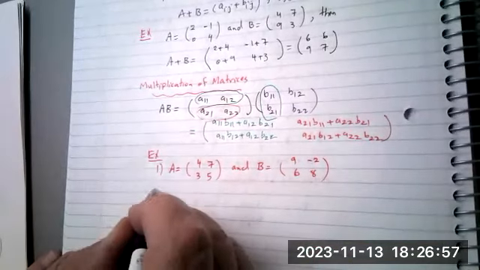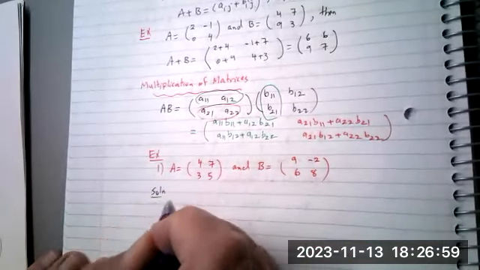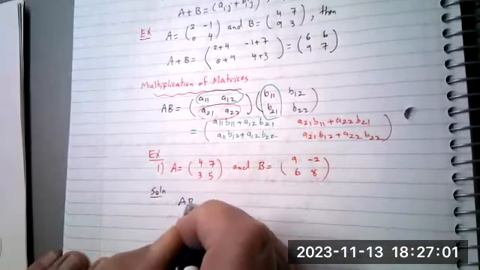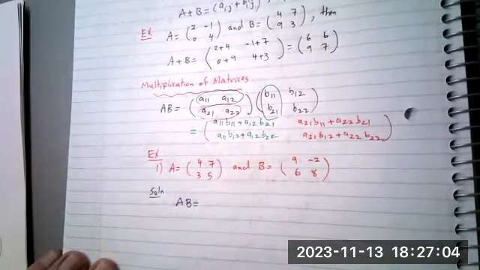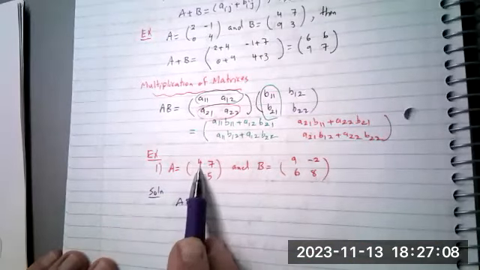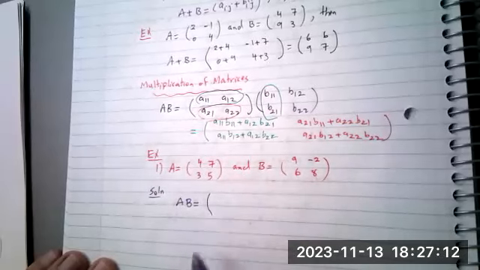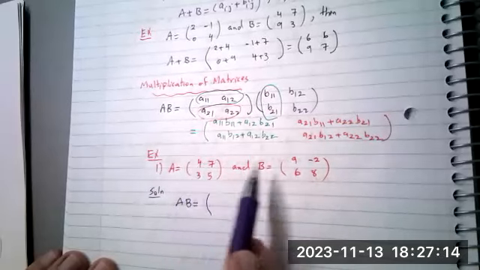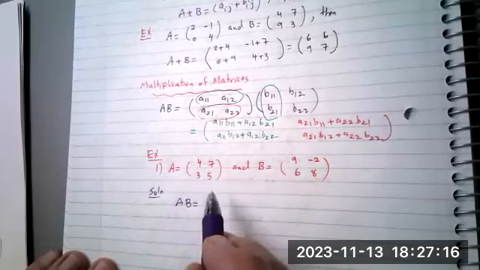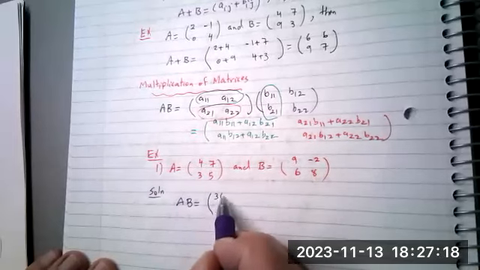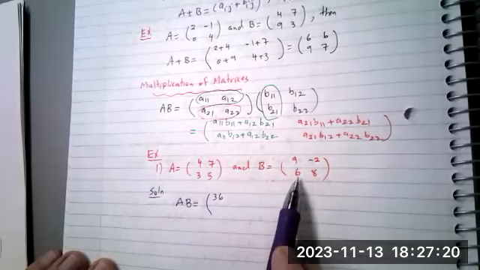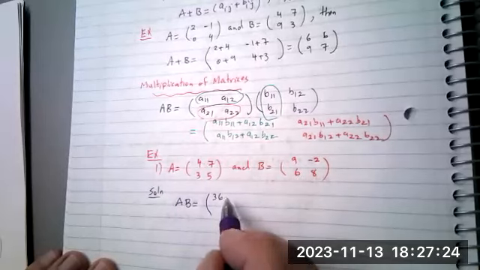Okay, are you ready? Solution. What is going to be A times B? You get this row multiplied by the other one. So it's going to be equal to 4 times 9, 36, plus 7 times 6, 42.